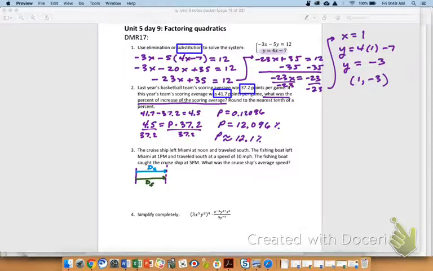Okay, so what I'm going to say here then is, as far as the relationship goes, I'm going to say distance of cruise ship equals distance of fishing boat. They both started in Miami. They both finished out there in the ocean somewhere in the same place because the fishing boat caught up to the cruise ship. So let's remember that distance is rate times time. So I'm going to say rate of cruise ship times time of cruise ship equals rate of fishing boat times time of fishing boat. And I'm going to try to fill in some of the things that I know.